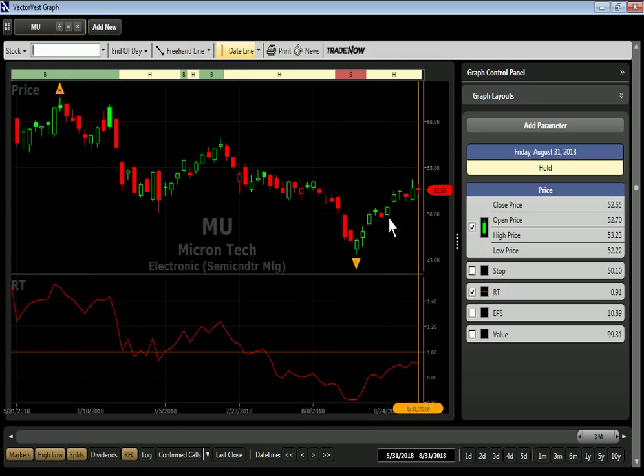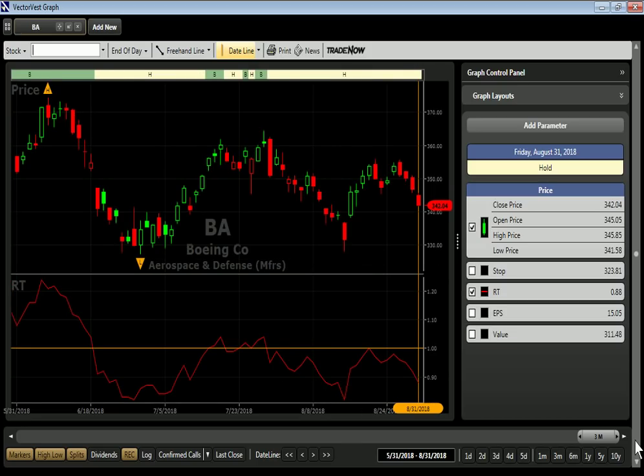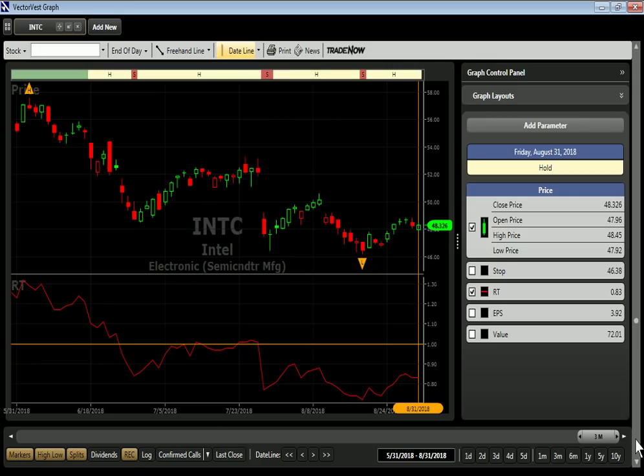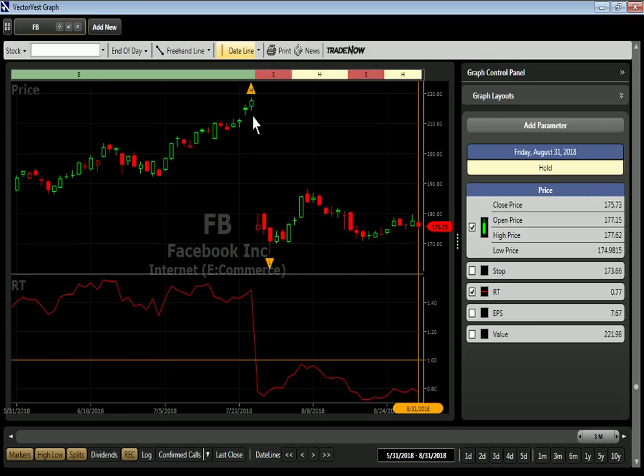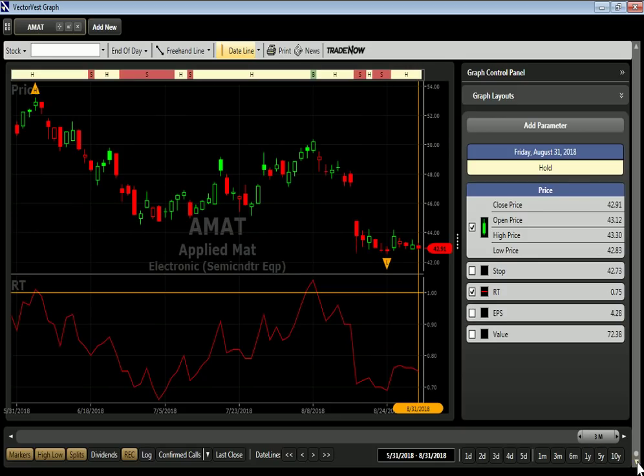MU, even though it's starting to rebound, draw a line. What's the stock's price pretty much doing? It's in a downtrend. So yes, this may be a good stock, but it may not be the right time to be in this stock. Why not consider replacing it with a moneymaker? Boeing, same scenario. INTC, same scenario. Facebook, wow, big fall off. The stock is not reclaiming its high territory right now. This may be an opportunity for you to replace it with a moneymaker. And AMAT, the same scenario.